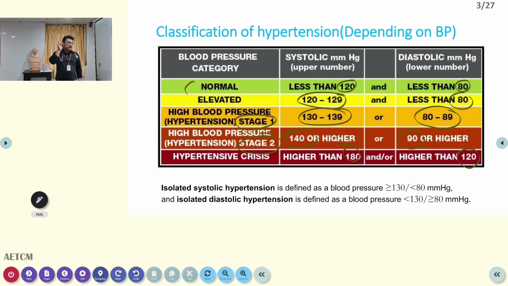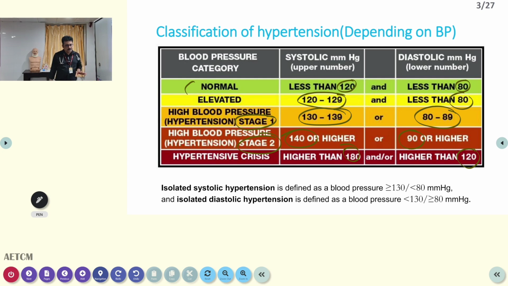Isolated systolic hypertension is one condition that is especially seen in elderly individuals. If the systolic BP is more than 130 and diastolic BP less than 80, that is very classically seen in many elderly individuals. That is an isolated risk factor, called isolated systolic hypertension. It can sometimes produce vascular damage in the brain, and the chance of stroke is very high in this type of patient. Isolated diastolic hypertension is systolic less than 130 and diastolic more than 80.